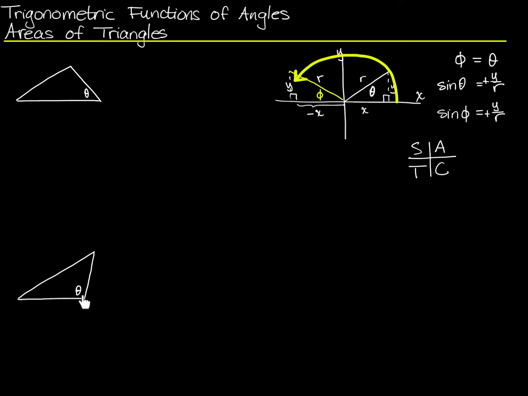This is larger than 90 degrees. And the same thing is true down here. This angle is larger than 90 degrees. In this case, my theta is one of the less than 90-degree angles, one of the acute angles, but there's an obtuse angle in the triangle.